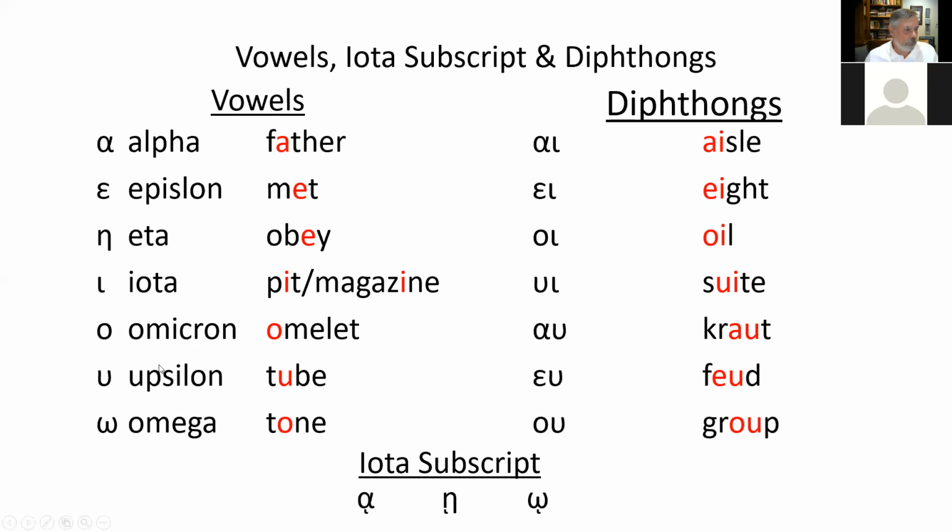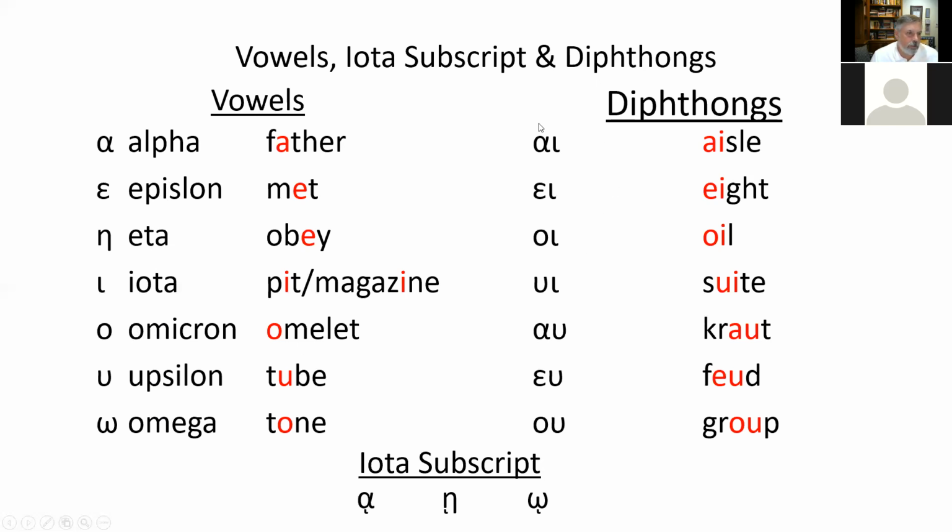And that will make a difference later on when some of the vowels change; you'll see why they change. So it's not important that you have that memorized. But the biggest thing is that the omicron and the epsilon are short. The omega and the eta are long. The rest can be short or long.